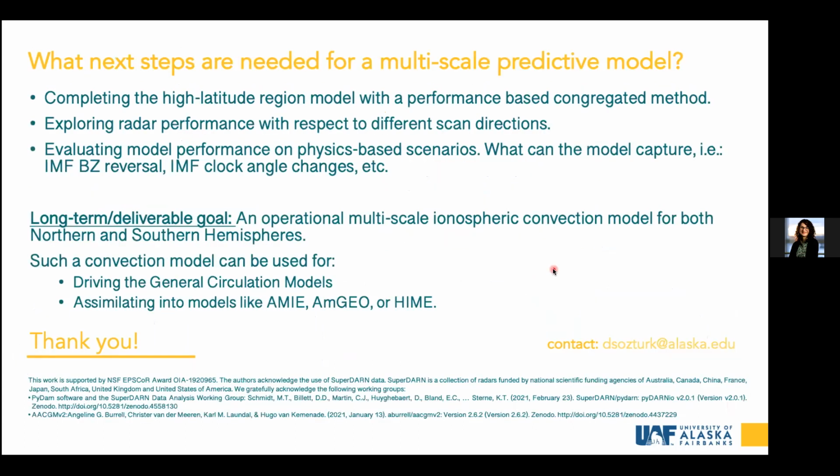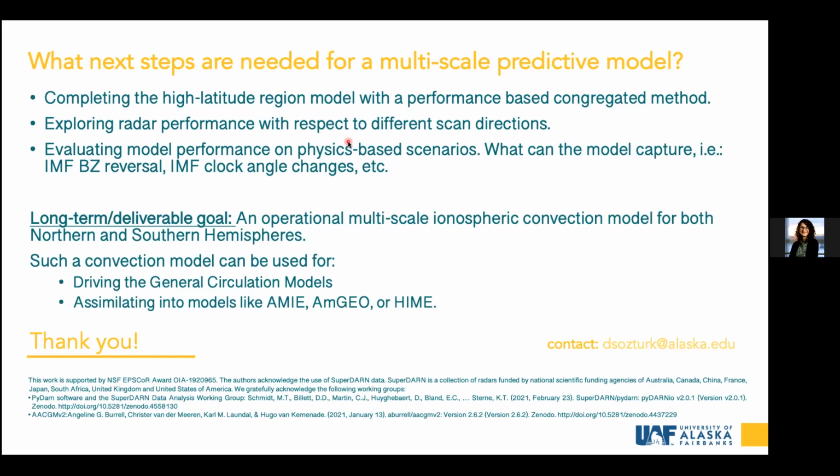The immediate next steps are to complete this regional model in an aggregated manner using the other high latitude radars, and then also explore the radar performance with respect to different scan directions. The way that the data is collected is immediately relevant to how our models are performing because of the radar geometry and the scanning directions. In addition, because we are trying to build this multi-scale predictive model, it is important to evaluate the performance on physics-based scenarios. For example, whether the model could capture IMF Bz reversals, changes in IMF clock angle, for example the sharp changes in By, or whether it can record a strengthening of the plasma convection velocities due to compressions of the magnetosphere.